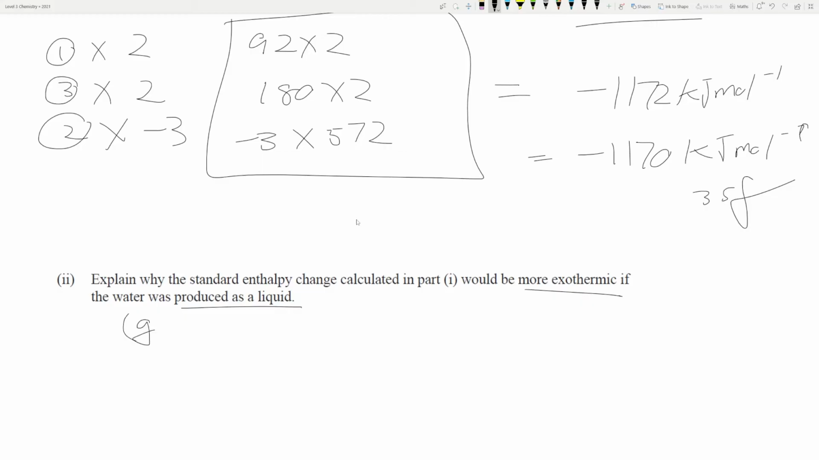One is turned into a gas, one is turned into a liquid. Producing a liquid tends to release more energy, because you are forming more intermolecular forces between the water molecules. If you think about it, gas has the least amount of intermolecular force, and liquid has more intermolecular force compared to gases, so you have to release more energy for this process to happen.